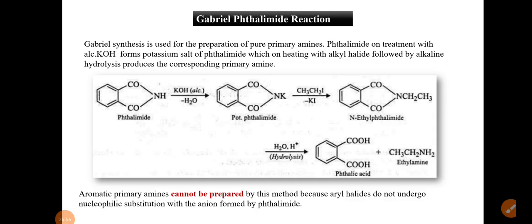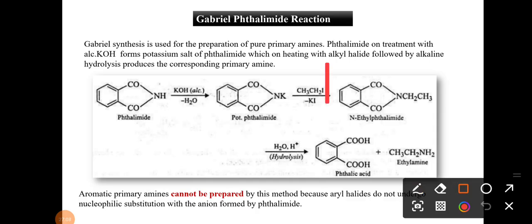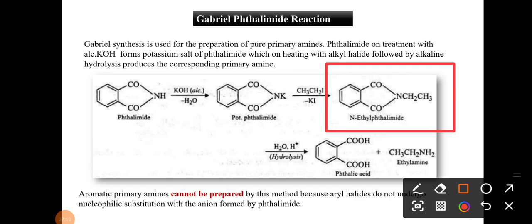So what it says simply, your phthalimide reacts with your alcoholic KOH, right? And then it is converted into potassium phthalimide, right? And there is the intermediate, this one, this is your intermediate, right? And N-ethyl phthalimide, and on hydrolysis you will get your phthalic acid and ethyl amine, right? Phthalic acid, this one, and this is your ethyl amine, right?